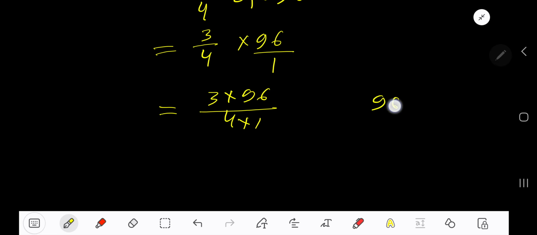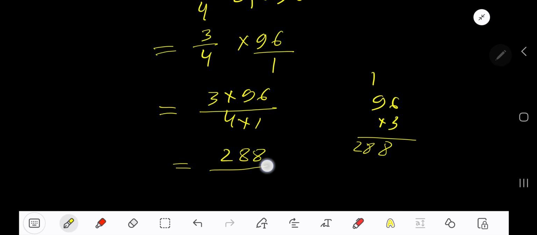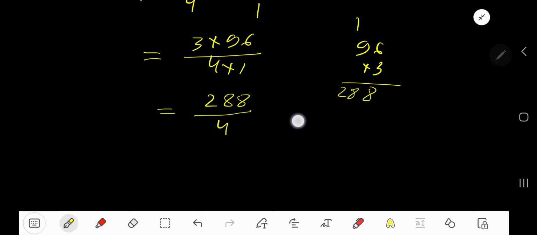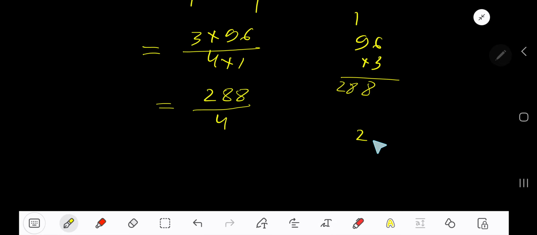3 times 96, 3 times 6, 18, bring down 8, carry on to the next. 9 times 3, 3 times 9, 27, plus 1, 28. 4 times 1, 4. Now divide this numerator by this denominator.